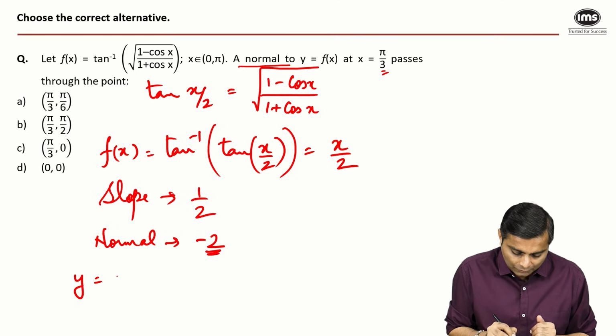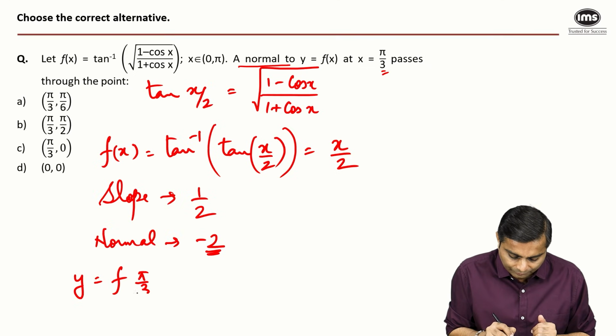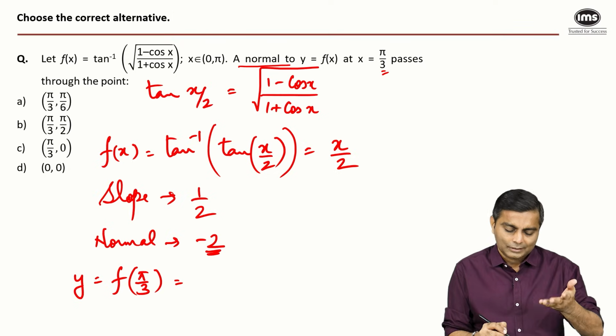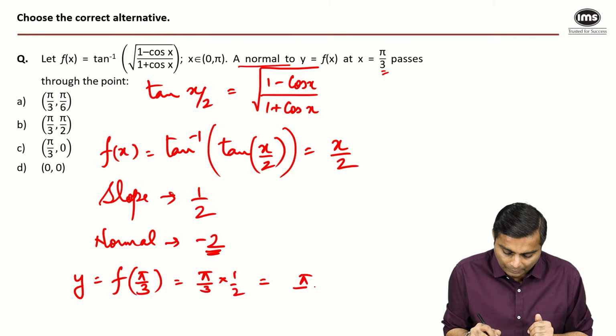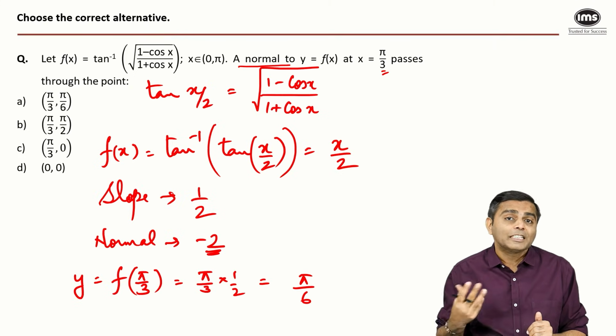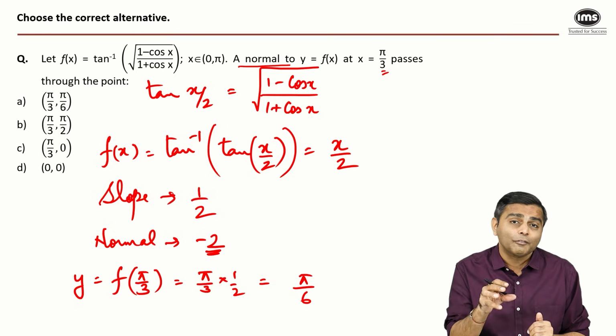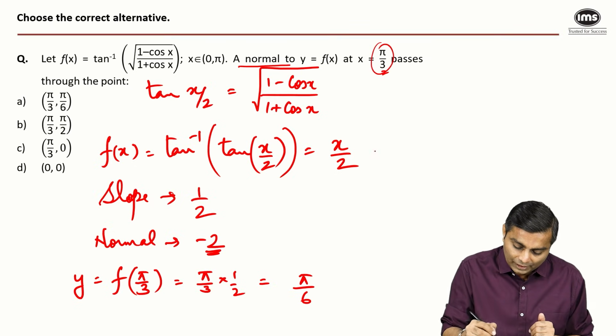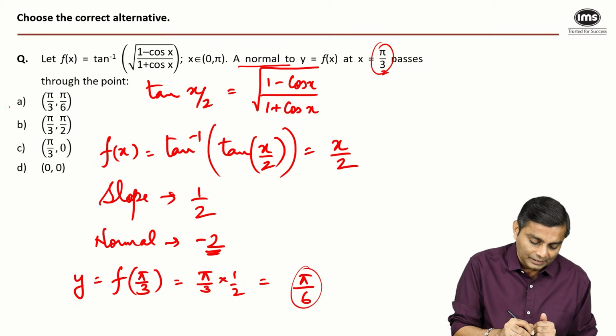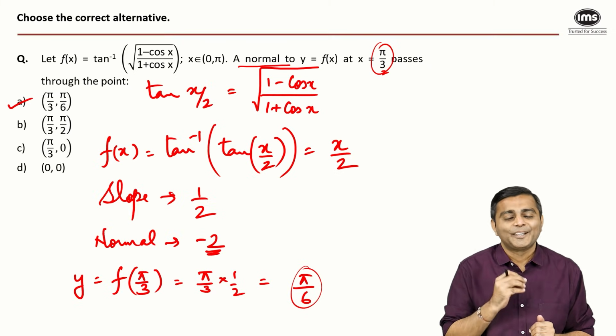If I have to find y, it is f of pi by 3. Correct? The value of x, which is nothing but x by 2. So x by 2 is pi by 3 times 1 by 2, which is nothing but pi by 6. So the value of y is pi by 6, which means our point of intersection is pi by 3 comma pi by 6. X is pi by 3, y is pi by 6. So pi by 3, pi by 6, I am going to say option A.